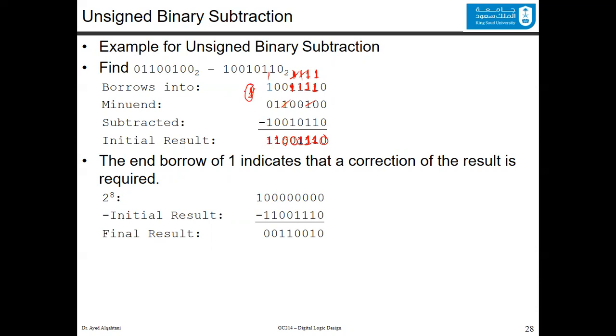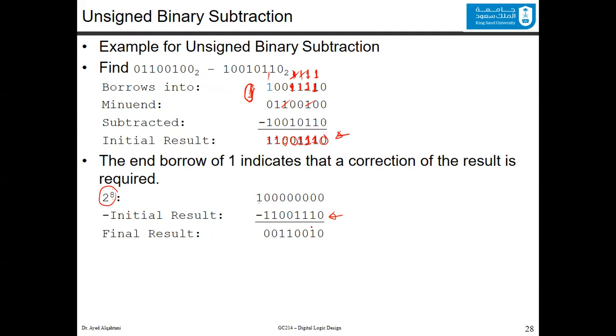And you notice that you have this end borrow. Because of this, the result that you had here, you put it right here, and you put this number 1 followed by zeros, indicating 2 to the power of 8, since you have 8 bits. And you do the subtraction here again, and you can notice that this subtraction is special, because this subtraction is the definition of the 2's complement, and we will see this in a future slide.